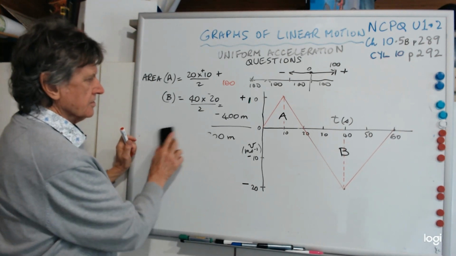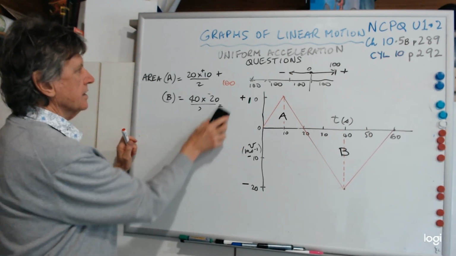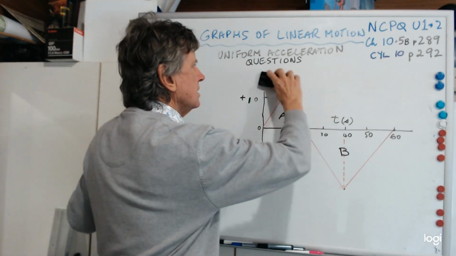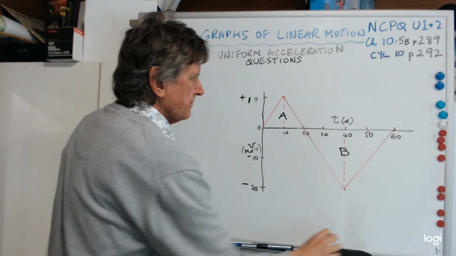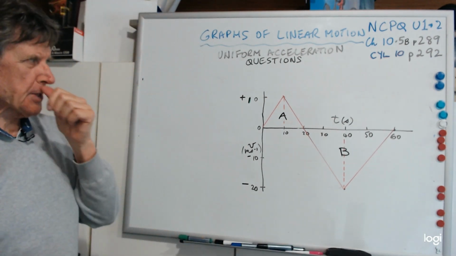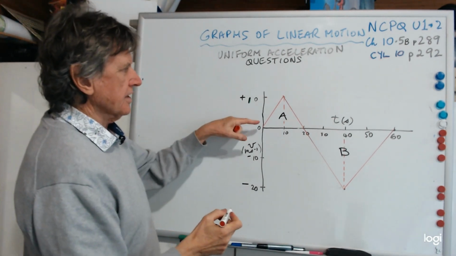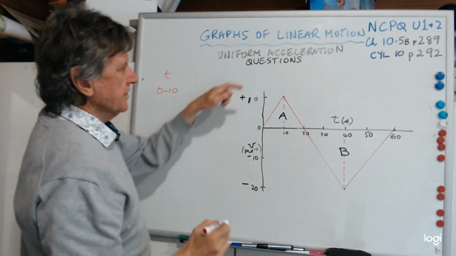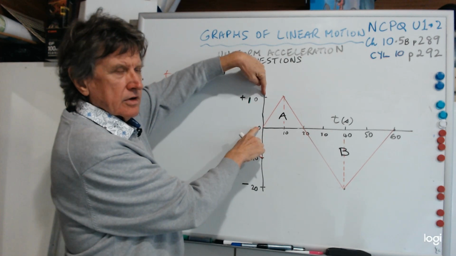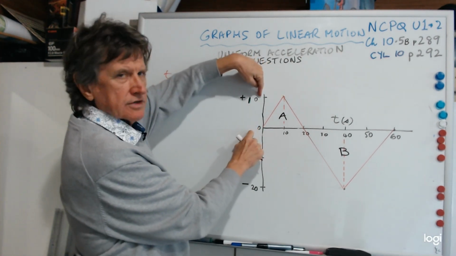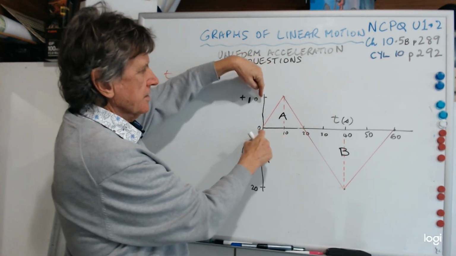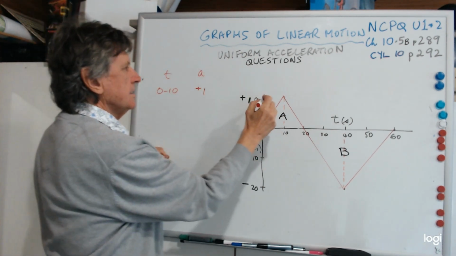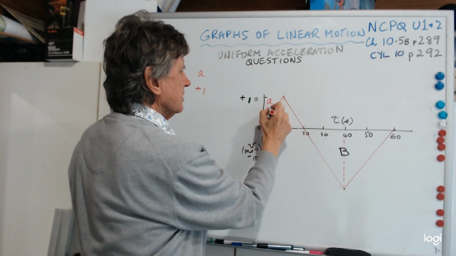So I'm going to rub this off and get rid of all of that. We don't need this, and we're just about done. So you could look at the acceleration at the different stages. Now the acceleration from 0 to 10, this is time. Acceleration is change in y divided by change in x, or change in velocity divided by time. So that's 10 on 10, so that's plus 1. So A is plus 1.